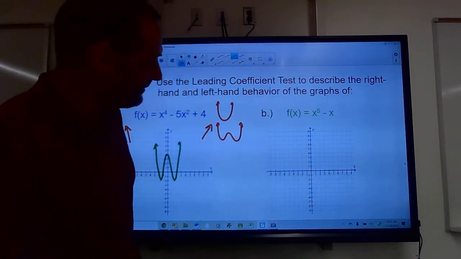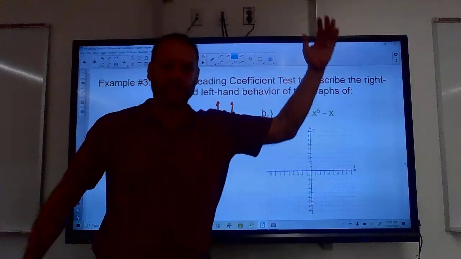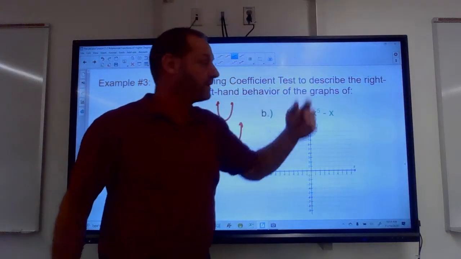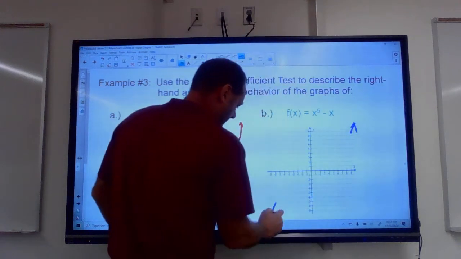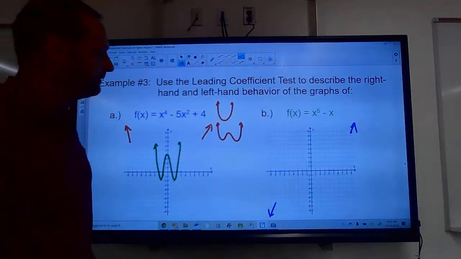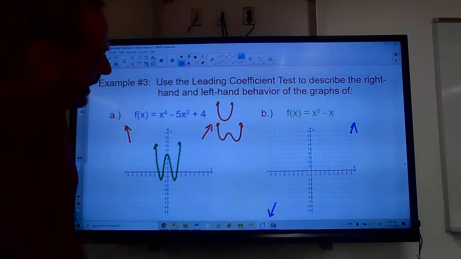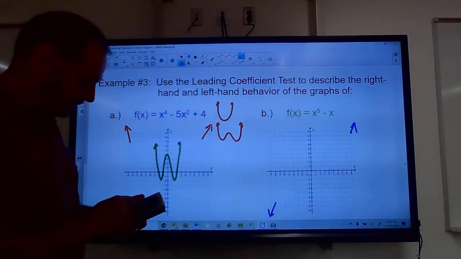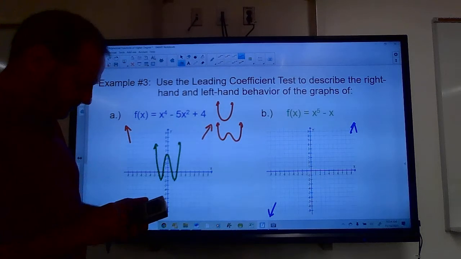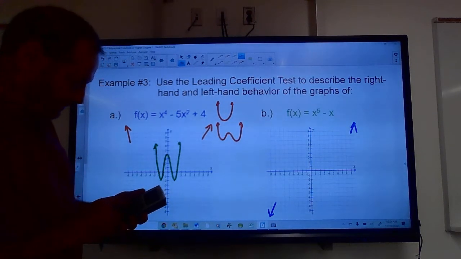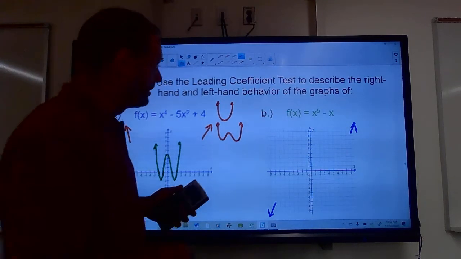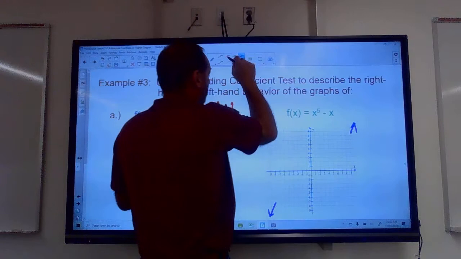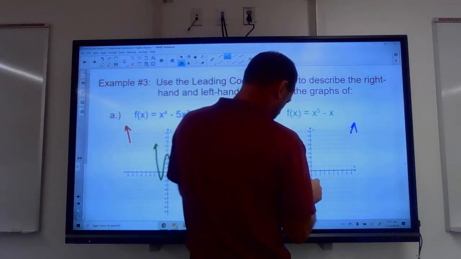And x to the fifth minus x. Okay, what's that going to look like? It's going to look like this. Okay, so it's going to go up to infinity here. It's going to go down to negative infinity down here. All right, I just kind of have to figure out what it's going to look like in the middle. So we can graph that, x to the fifth minus x. All right, and that's going to be a very steep equation.